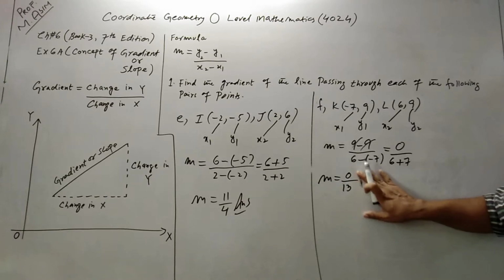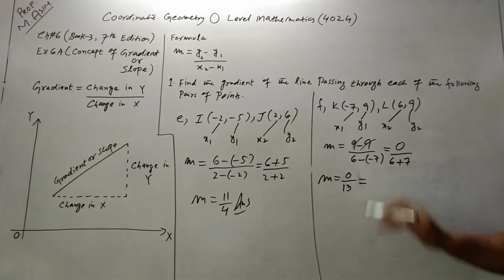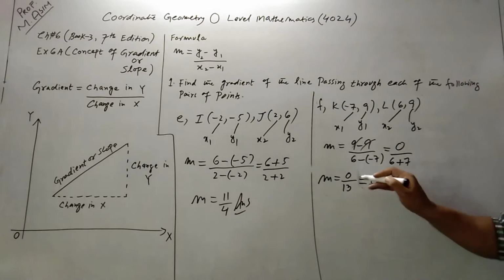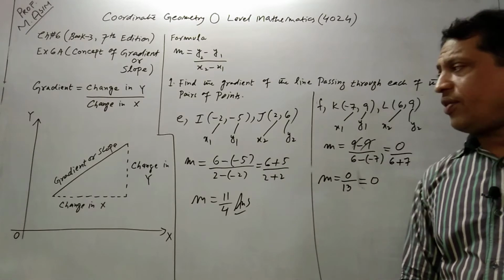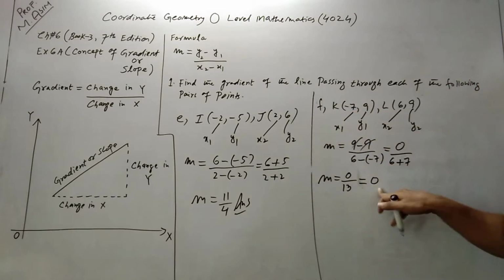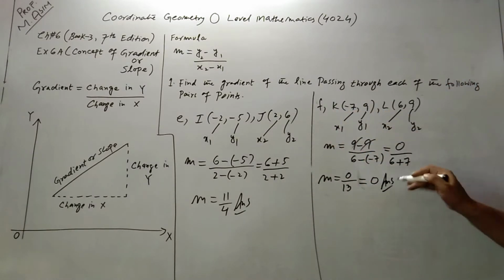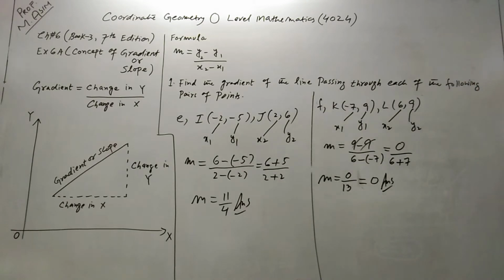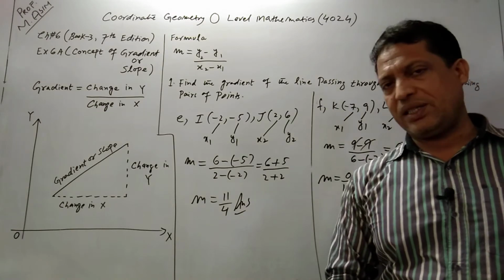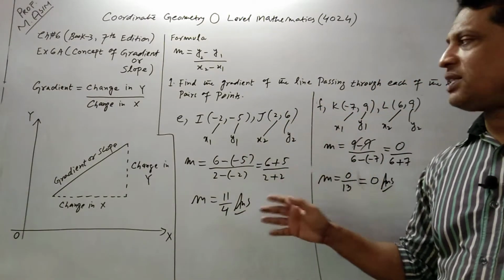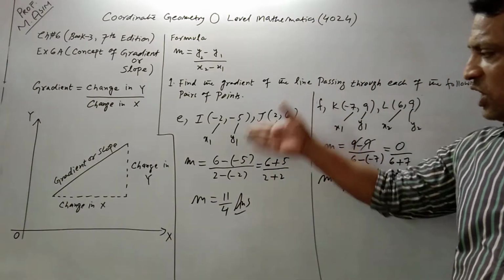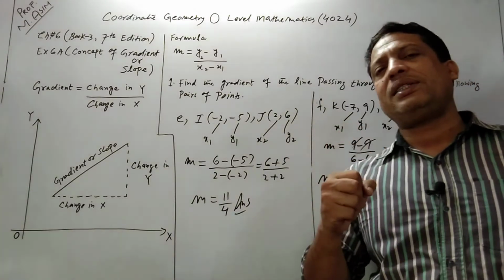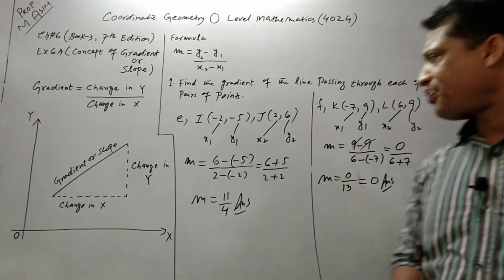And student, you must know, 0 divided by something is always 0. Therefore, the gradient of these 2 points is 0. This is our answer. So, hope you understand question number 1, and I suggest you do all the remaining parts, and also all these parts again, in order to get a good command of this topic, gradient.